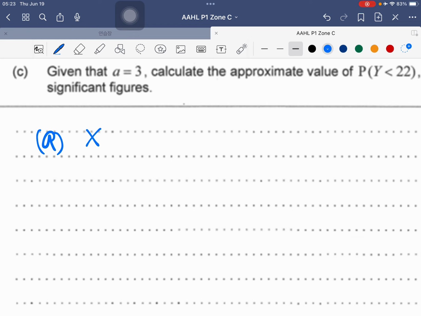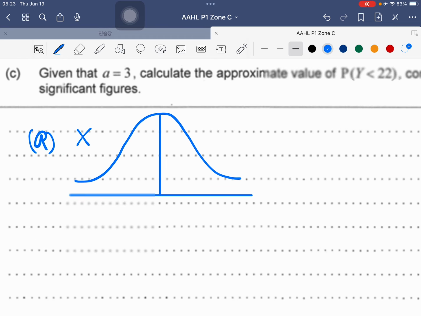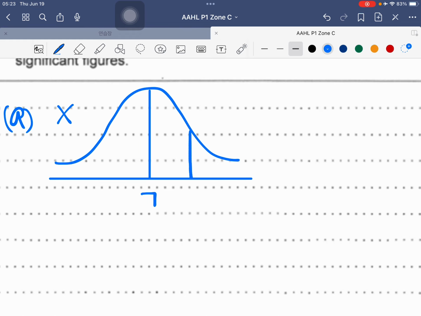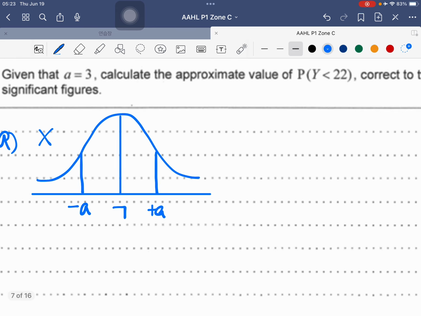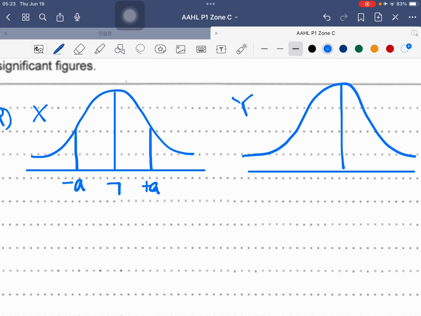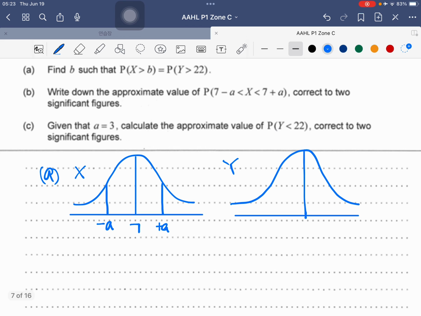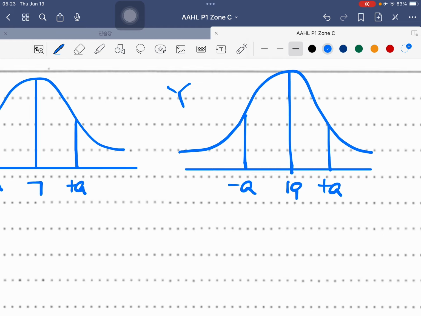So x follows the normal distribution, goes like this, and the mean is 7. The standard deviation, right at the point of inflection, is 7 minus a and 7 plus a. X follows this curve, and then y is another bell curve with exactly the same shape but a different mean. The mean of y is 19, and 19 minus a and 19 plus a are the standard deviation points.